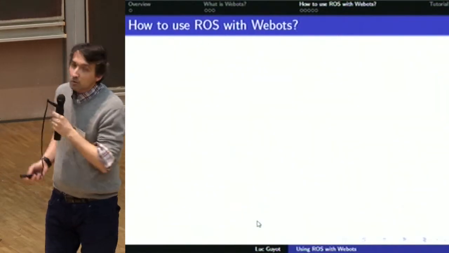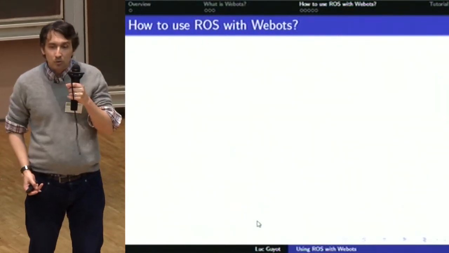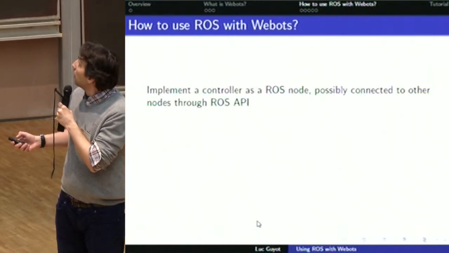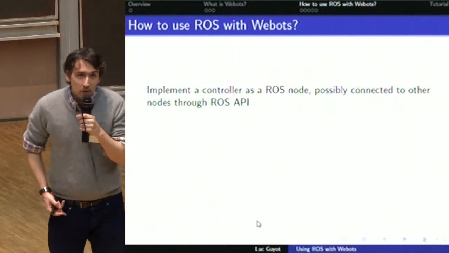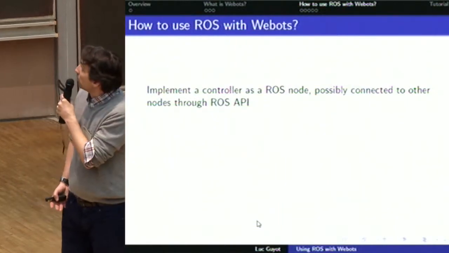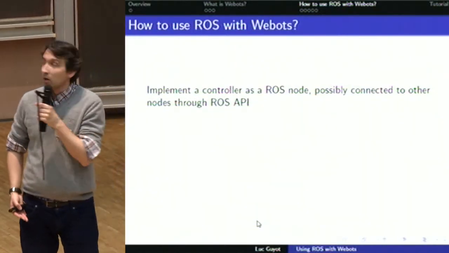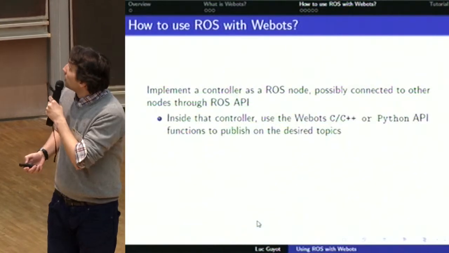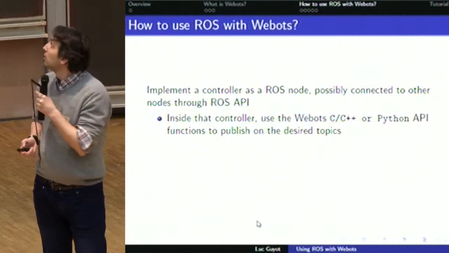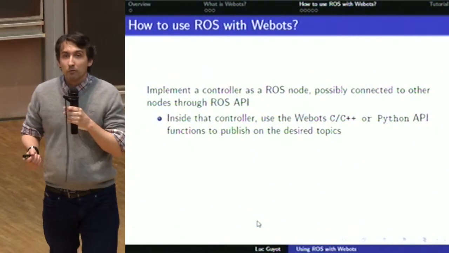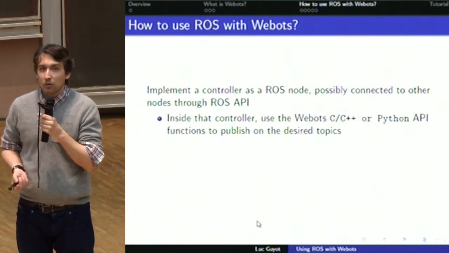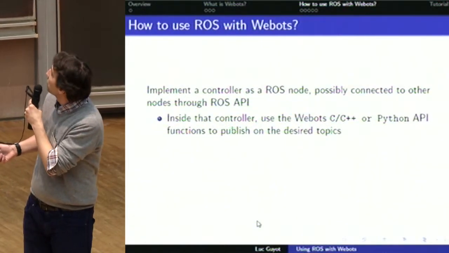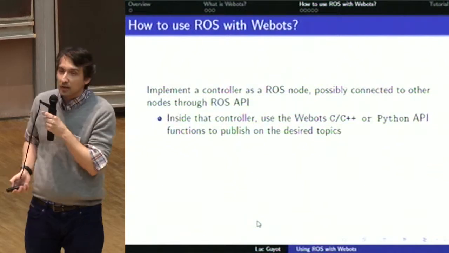Okay, and now I will explain how to use ROS inside Webots. Basically, what we have to do is just implement a Webots controller as a ROS node, possibly connected to other nodes. Inside the controller source file, you first use the Webots API functions, and then the ROS API functions to publish on the desired topics.